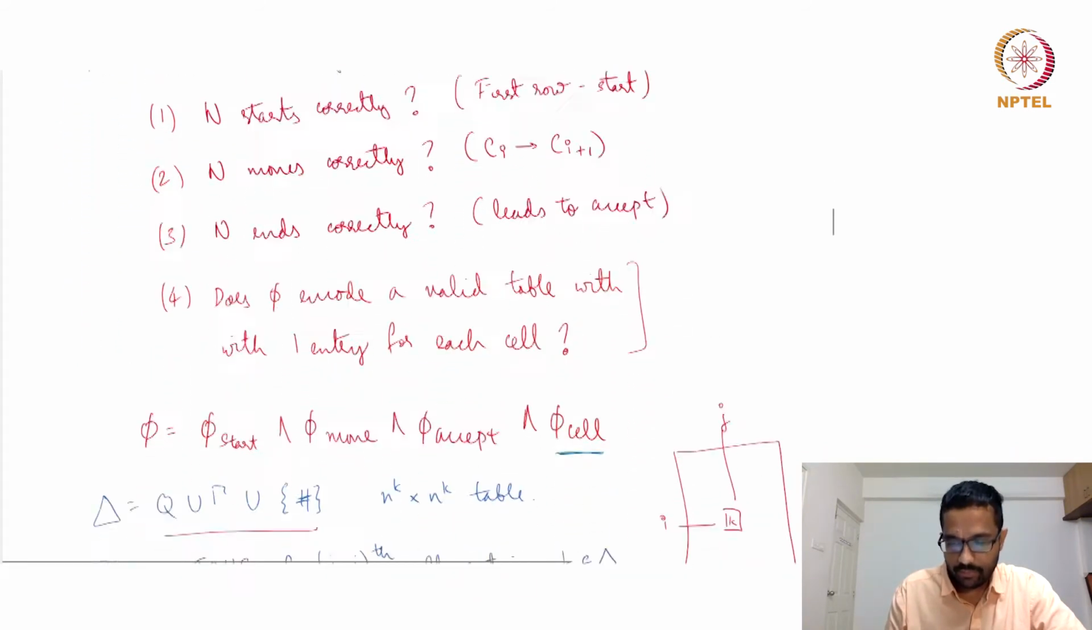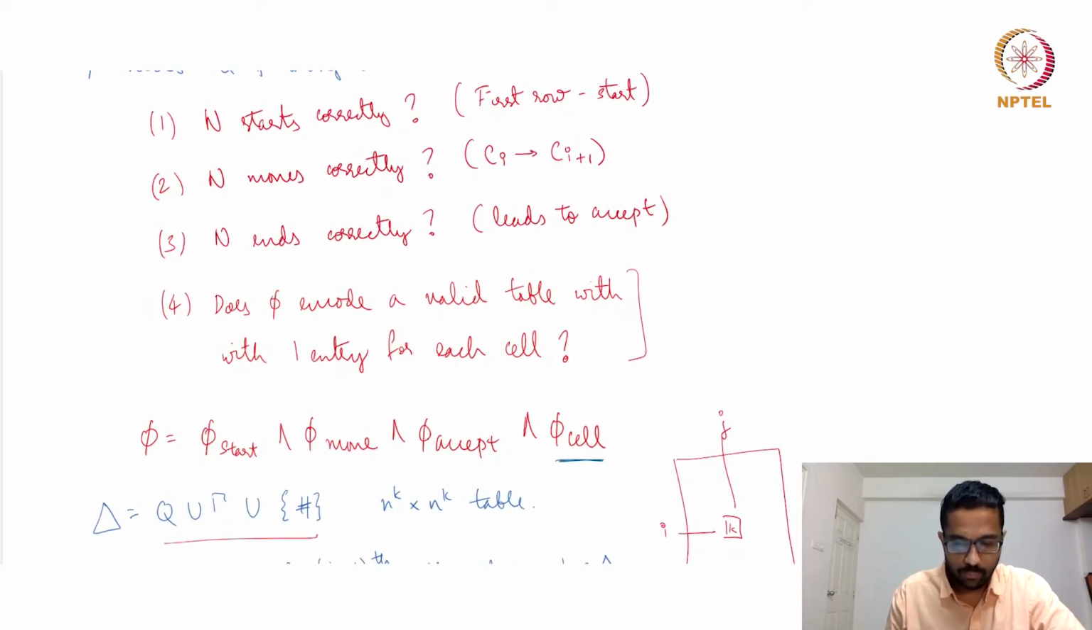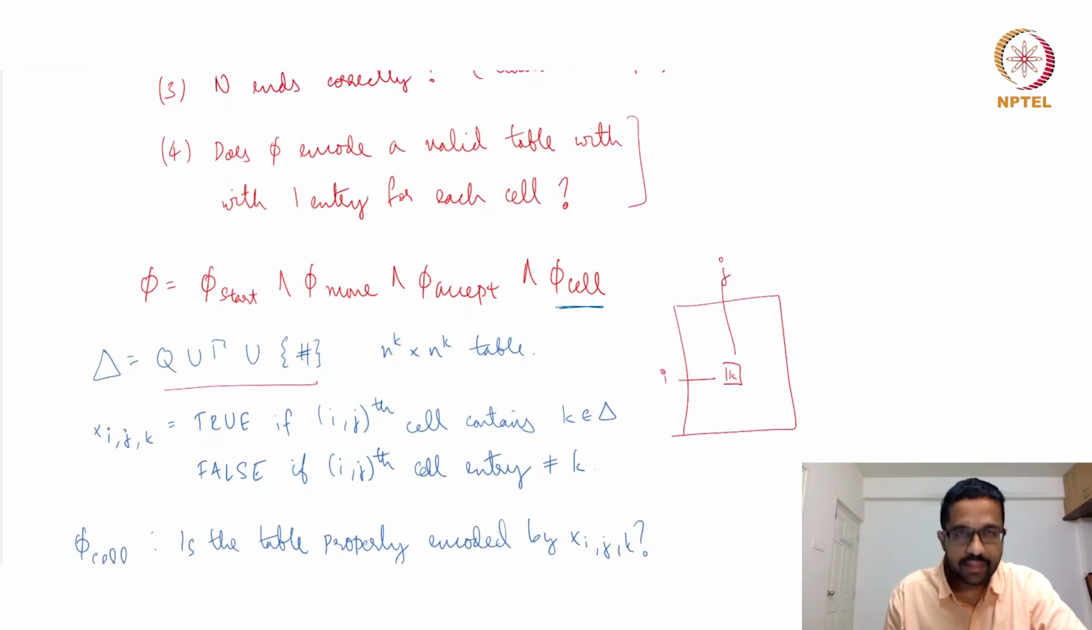The formula that we created we call phi. There are 4 parts to phi: phi start, phi move, phi accept, and phi cell. Phi cell just checks the encoding, right? So we construct phi with the help of Boolean variables of the form x i j k, where i and j are integers from 1 to n power k, denoting the row and column of the computation table, and k is a member of the alphabet delta, which can be either the state or the tape alphabet or hash, right? One of these three. So x i j k denotes whether the ijth cell contains the symbol k. It will be set to true if the ijth cell contains the symbol k, and false if it does not.